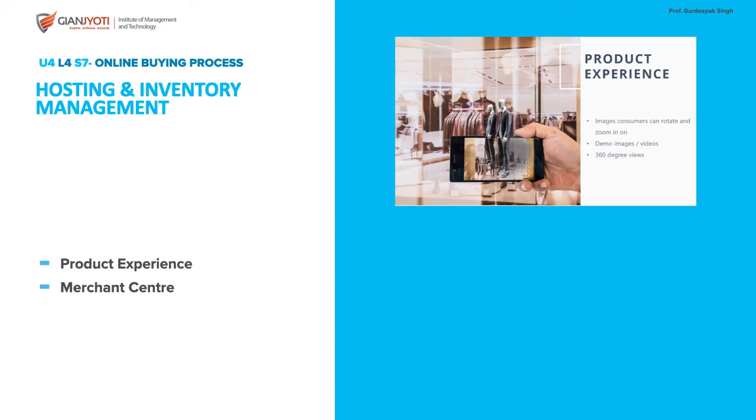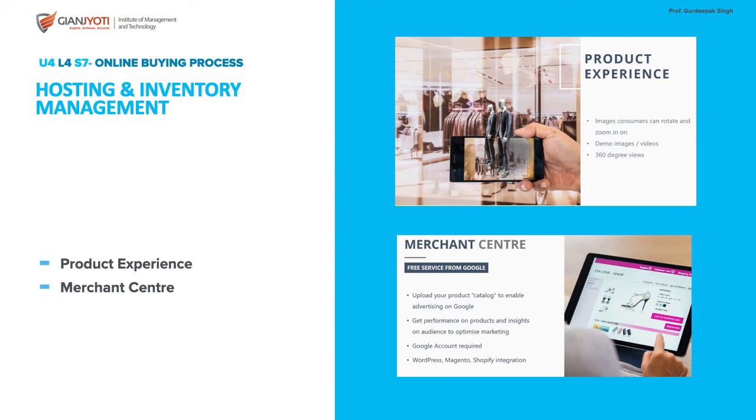Now it is important to enhance the product experience. How can you do it? The images consumers see, they can rotate those, they can zoom in, zoom out, and there could be more videos and there could be 360-degree views. All these options you can provide. And these days, Google also provides a free service which is known as the Merchant Center. So you can do the advertising for your catalog, or the product catalog, as we call it.